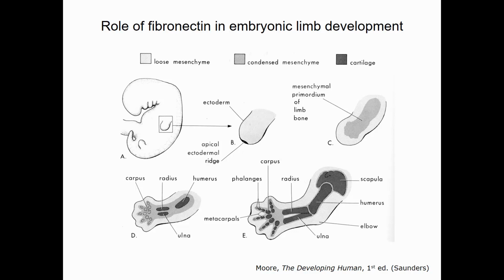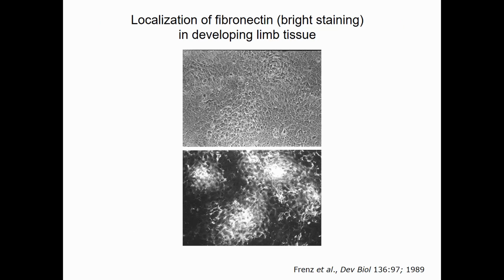About fibronectin in development. I'm just giving you one example here, but anytime you have tissue morphogenesis in the embryo, you have fibronectin involved. So this is the development of the limb, and the cells in the limb coalesce. They undergo something called condensation, and that leads to the formation of bones. First you get cartilage, and then the cartilage gets replaced by bone. But it's fibronectin that is important in mediating this clustering of the cells. And you can show that experimentally.